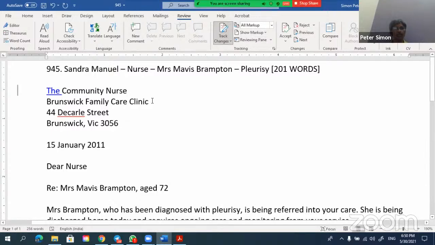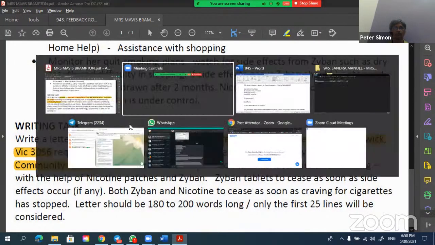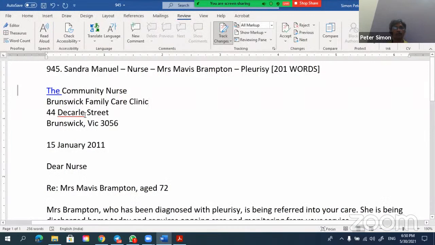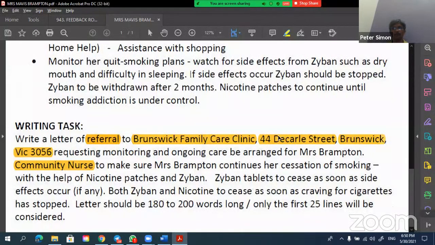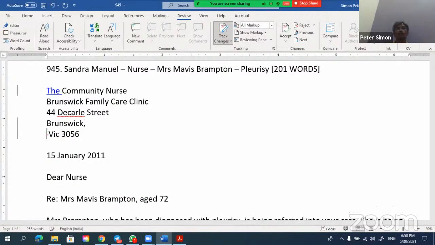Brunswick Family Care Clinic: capital B, capital F, capital C, capital C. That's good. Brunswick Family Care Clinic, 44 Descartes Street. Fine. Brunswick, VIC 3056. And this should go down. VIC stands for Victoria, a shortcut.